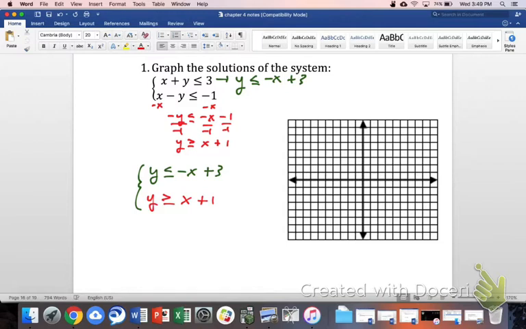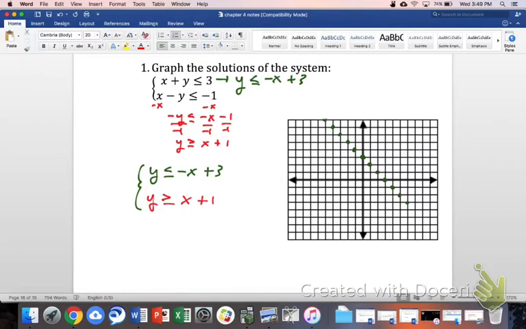So y is less than or equal to negative x plus 3. I'm going to graph the green line first. So my y-intercept is 3, so we're going to put that right there. And my slope is negative 1. So we're going to go down 1, right 1, down 1, right 1, etc., in that same pattern. And I'll go back up this way like so.